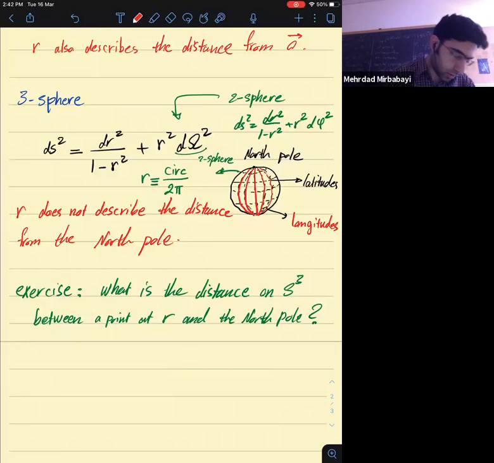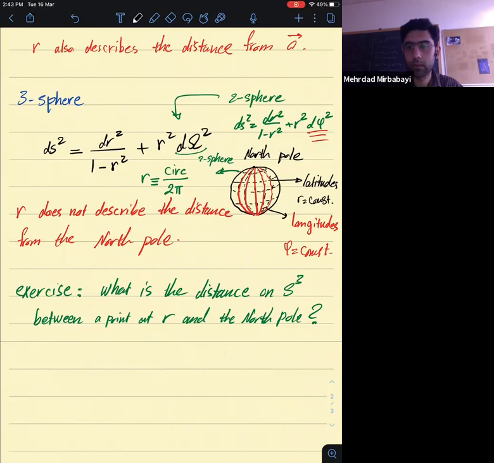Yes, so what longitudes do is that they are lines of constant phi. In this metric that I use, longitudes correspond to phi equals constant, while latitudes correspond to r equals constant. Okay, so can you now think about this problem? Are there other questions?